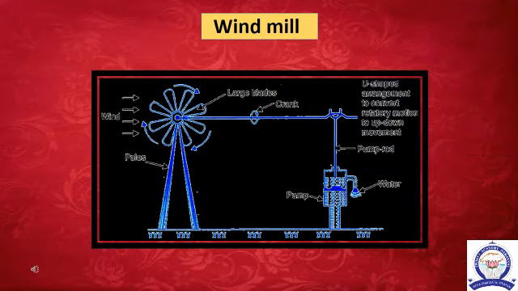Windmill. Blowing air is used to turn the blades of windmills. The windmills are used to draw water by running pumps, run flour mills, and generate electricity.